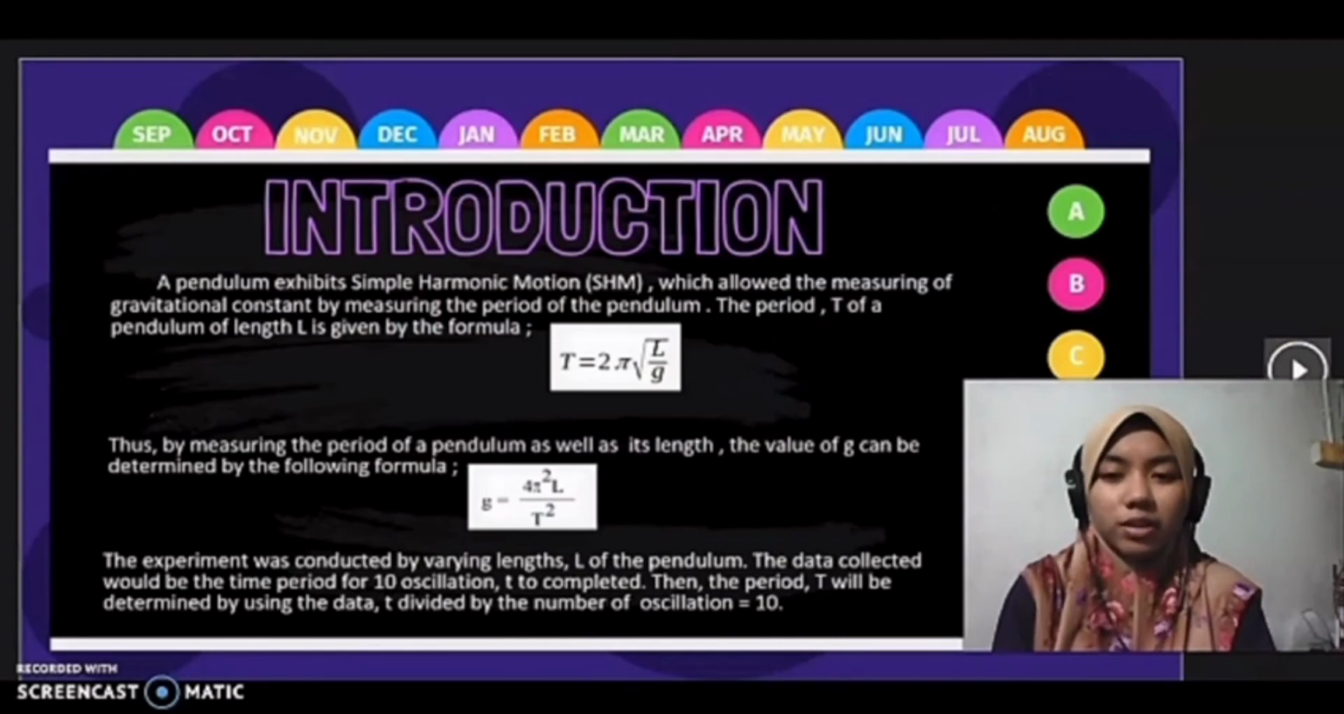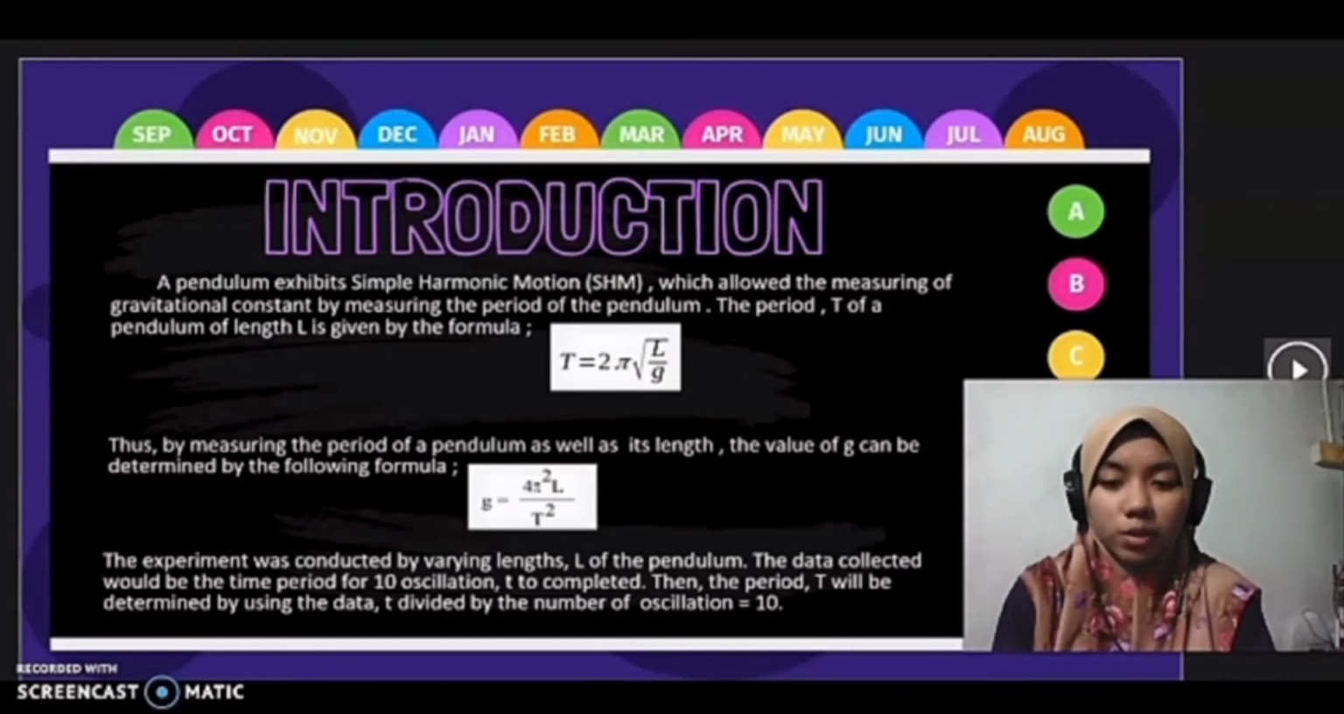A pendulum exhibits simple harmonic motion, SHM, which allows the measuring of the gravitational constant by measuring the period of the pendulum. The period T of a pendulum of length L is given by the formula T equals 2 pi square root of L over G. Thus, by measuring the period of a pendulum as well as its length, the value of G can be determined by the formula G equals 4 pi squared L over T squared.